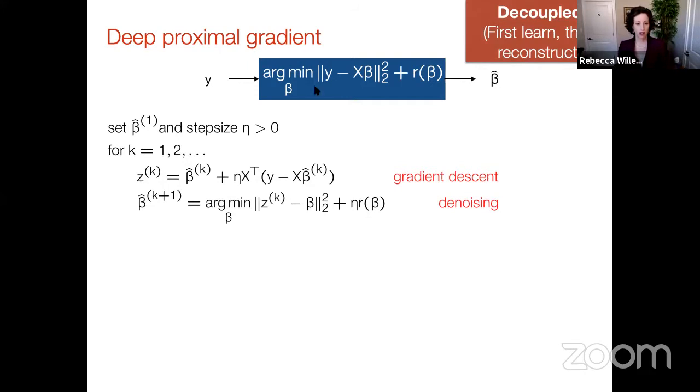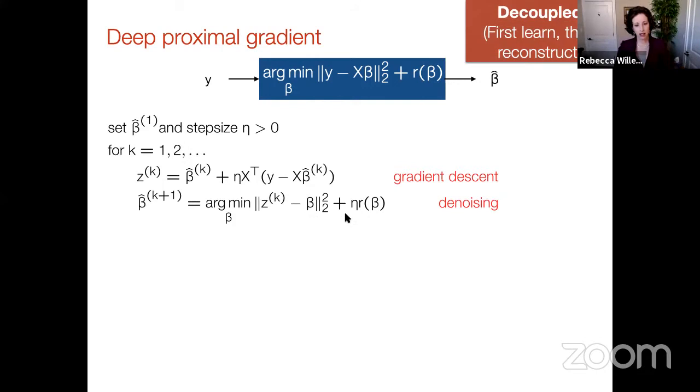The first step is essentially a gradient descent step on the squared error or data fit term. So we take our current estimate, beta hat k, and then take a step in the direction of the negative gradient of our squared error loss. Or in other words, we push our estimate a little bit closer to fitting the data.